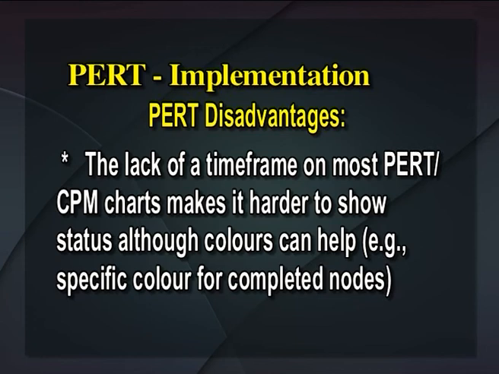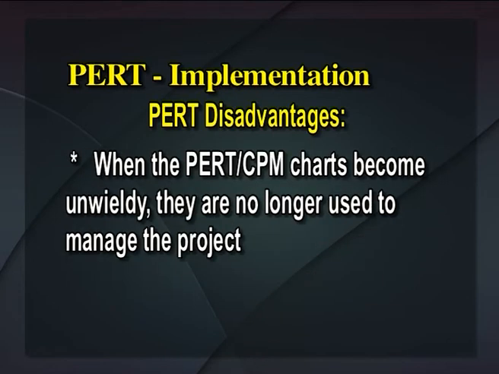The lack of a time frame on most PERT or CPM charts makes it harder to show status, although colors can help. For example, a specific color for completed nodes. When the PERT or CPM charts become unwieldy, they are no longer used to manage the project.